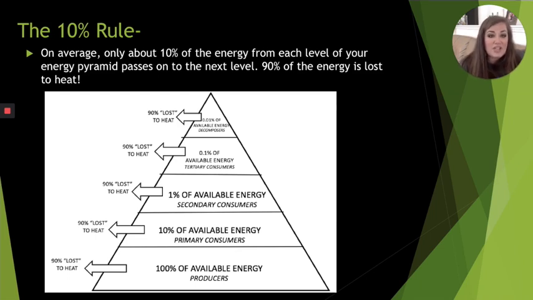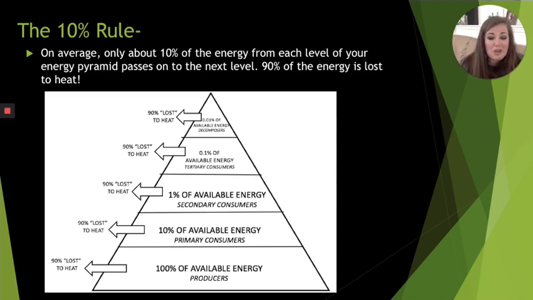90% of that energy is lost to heat. We know that any transformation of energy, heat is a byproduct of. When you think about eating yourself, your body is warm, you're going through those steps as your body breaks down food, and there is some heat lost, even for you as a human consumer.